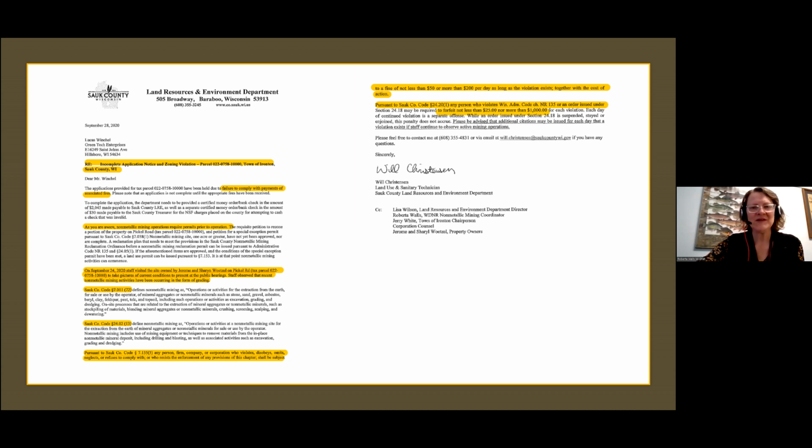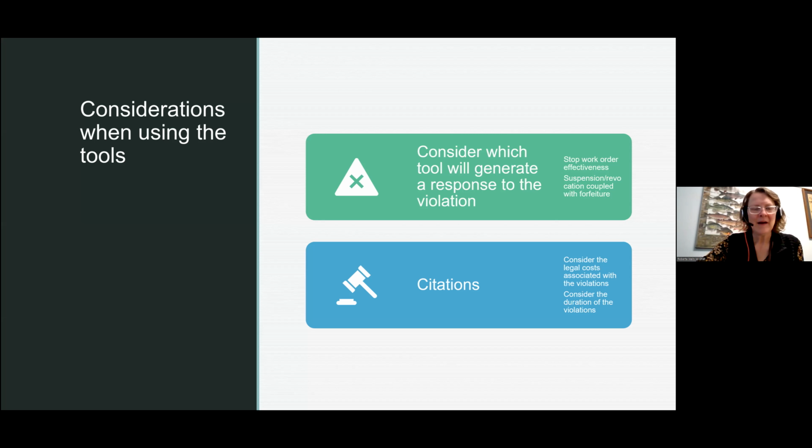Okay, so now that you have an idea of the letter writing, let's talk about considerations for when to use those tools and how to combine them. And so stop work orders can be very effective for non-metallic mine sites that are active and not compliant and needing to get into compliance. A stop work order basically sends the message home to the operator very quickly that we need you to do this and we're not going to allow you to do your mining until you get back into compliance.